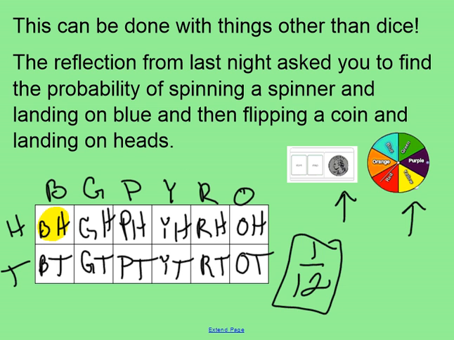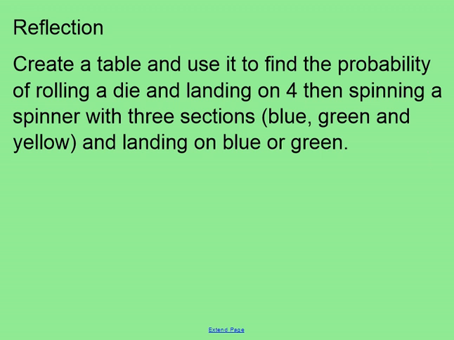So in some cases, making a table is easier than making a tree diagram. But remember, it can only be done when you have exactly 2 events. So landing on blue, flipping a coin, rolling a 3, then rolling a 5.